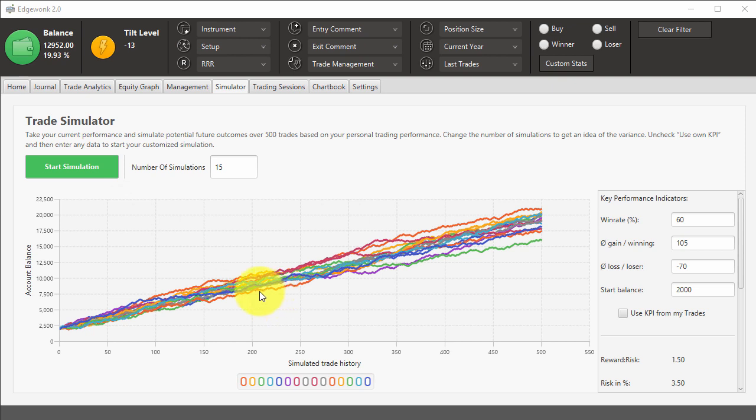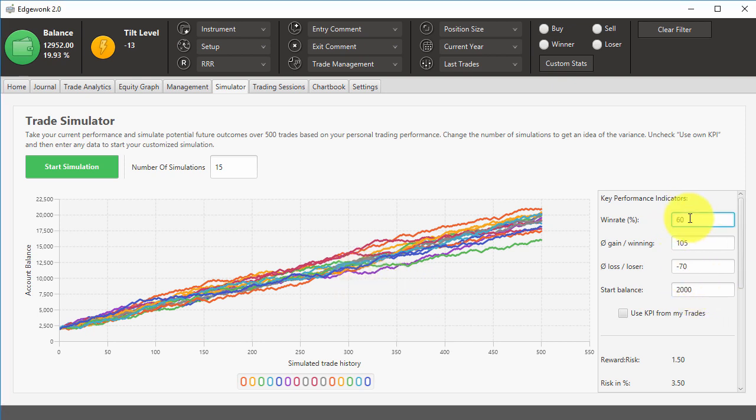Edgewonk trading journal. So you can see we have the account simulation here in the middle. The further away the individual graphs are, it means the more account volatility you can expect, and also the way the individual graphs shape up, it can show you a lot about the account volatility.